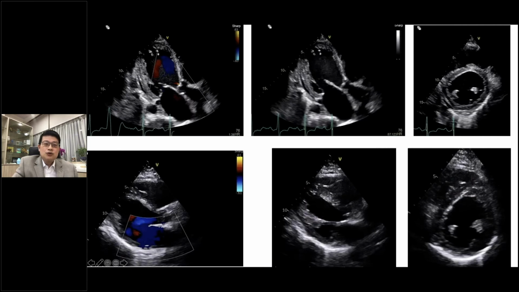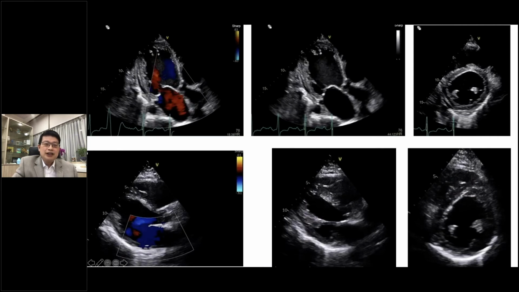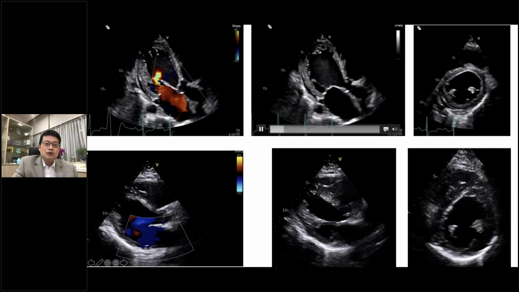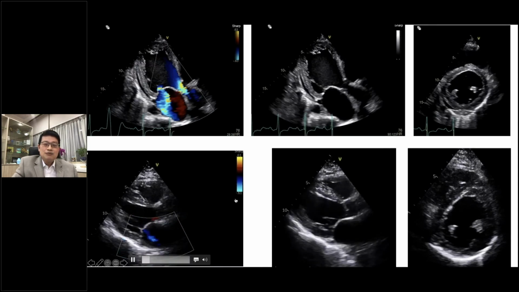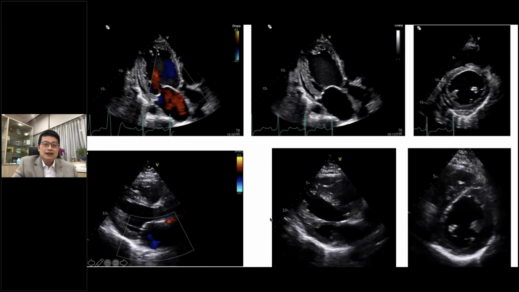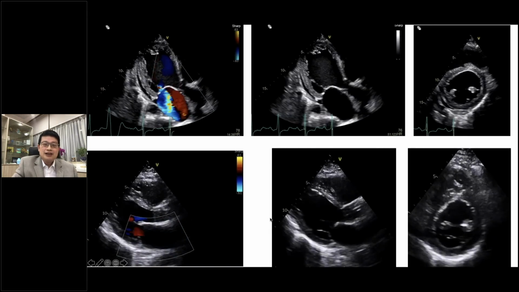So this is just to compare the same patient. The top row shows what he was like 2 years ago, and the bottom one shows what he's like now, 2 years after medical therapy.